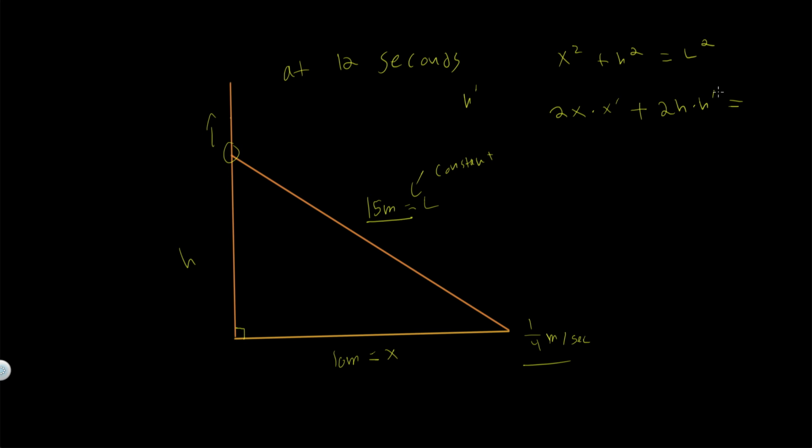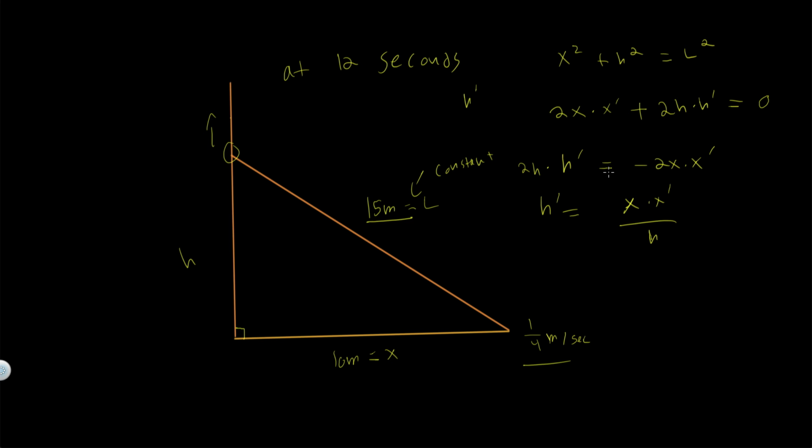And this is equal to, well, the derivative of L squared, that's just 0, because once again, the length of the ladder is not changing. So that's 0. Or you can think of it as 2L times 0, which is 0. Okay, well, now we can just solve for h prime. So let's solve for h prime in terms of our variables, and then we will plug those values in. So let's subtract 2x x prime onto the right. So we get negative 2x times x prime. Divide both sides by 2h. So h prime is equal to negative x prime x over h.